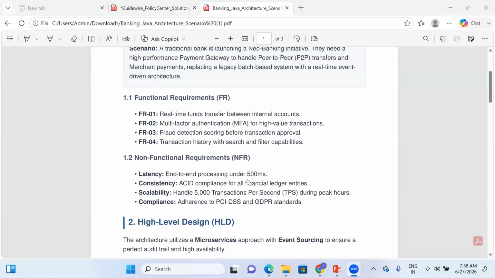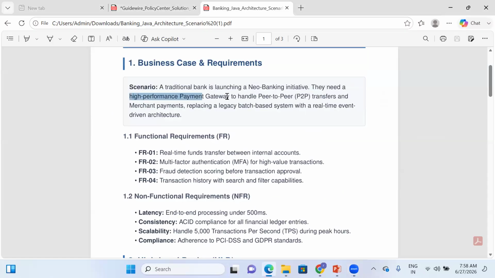This can be one more functional requirement, because they want to improve the performance of the payment gateway for handling their merchant payments and all. Merchant payments can be at the higher level in terms of the values concerned. So they want to have that high value transactions, multi-factor authentication is required. That is point number two.